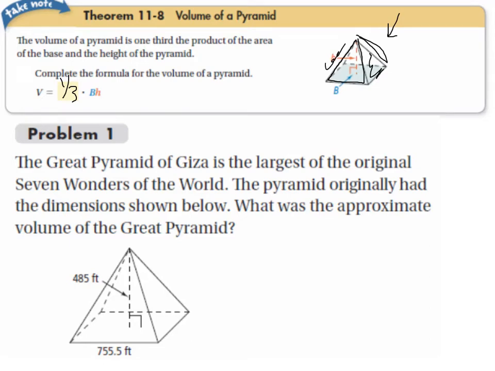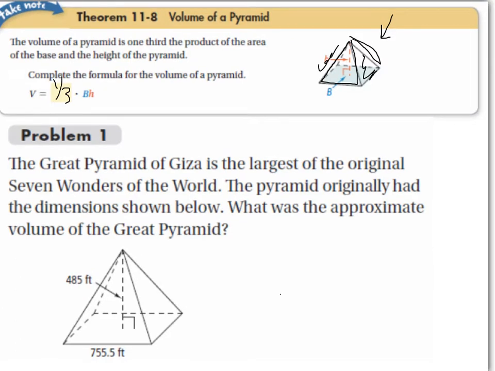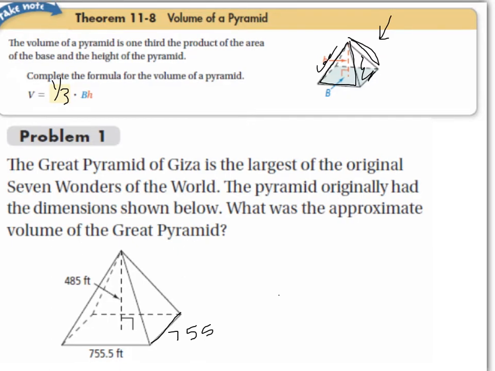So in this next problem, it tells me that the height is 485 and the side length is 755.5. So when I'm looking at this, it's 1/3 times big B. Big B is going to be the area of my base. In this case, my base is the square right down below.